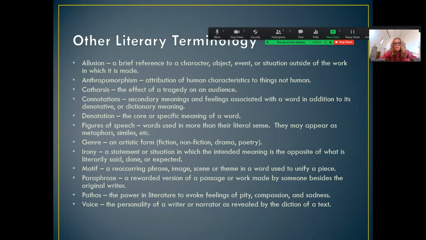Paraphrasing is just when we restate what's happening in our own words. Pathos is the power in literature to evoke feelings of pity, compassion, and sadness. And voice is the personality of a writer or narrator as revealed by the diction of a text. So when we talk about fiction, we talk about the voice of the author.